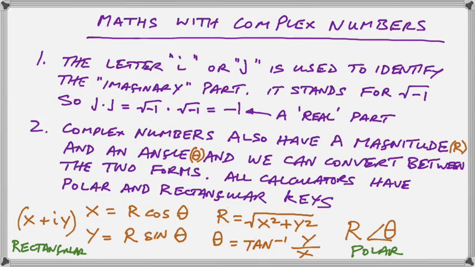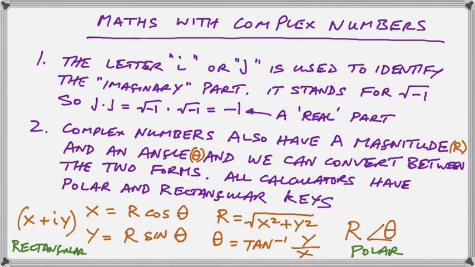However, by making minus 1 the square root of minus 1 and giving it a specific symbol, we can, in fact, deal with that situation. So we use the letter I or J to identify the imaginary part, and we use the letter J in electronics because the letter I is actually used for current most of the time. So to avoid confusion, we use the letter J. On your calculators and in your textbooks, you will probably see the letter I associated with it.